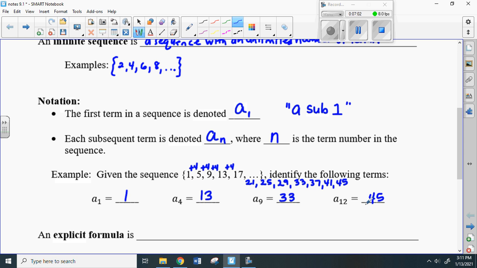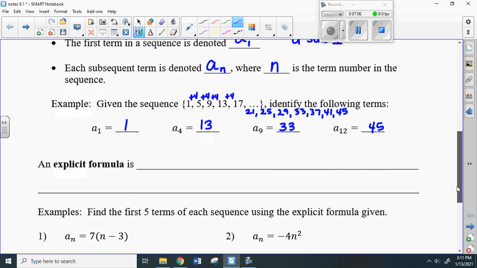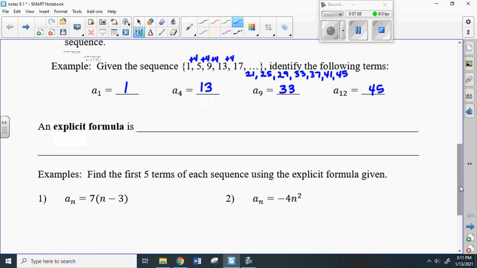All right, so hopefully you can recognize that notation. All right, now we get into formulas, because you're not going to have to sit there and figure out all the terms of a sequence, okay? You can use a formula to find different terms, all right? And we're just going to start by, I'm going to give you the formula.